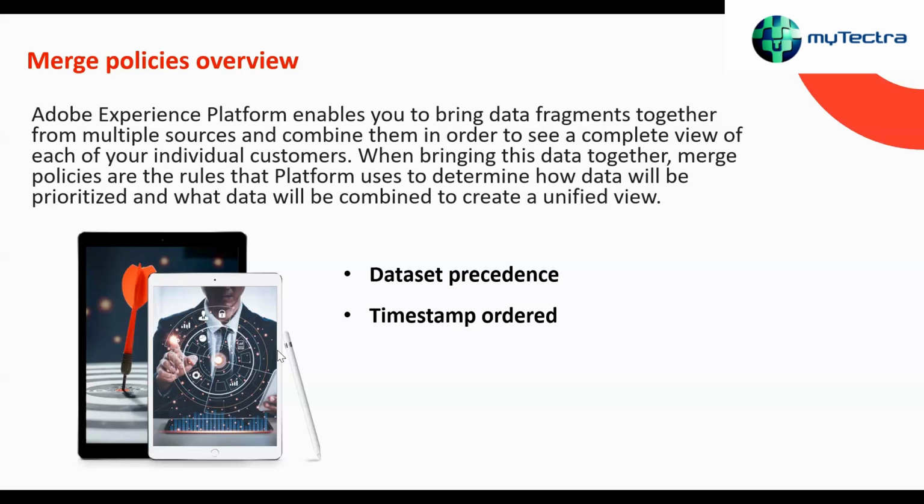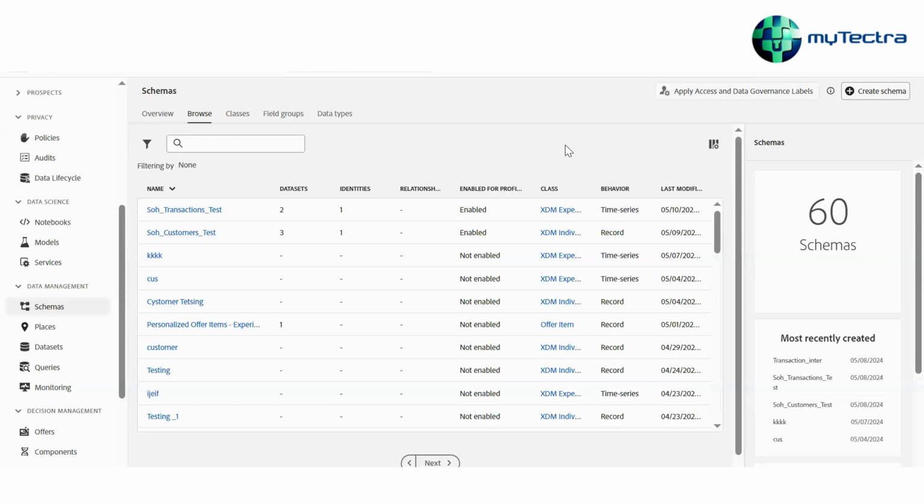So these are the two schemas that we created. One is customer test, another is transaction test, and both have one identity, that is customer ID one, which we created last time. And we also ingested data into these datasets. So these are the two schemas we created last time.